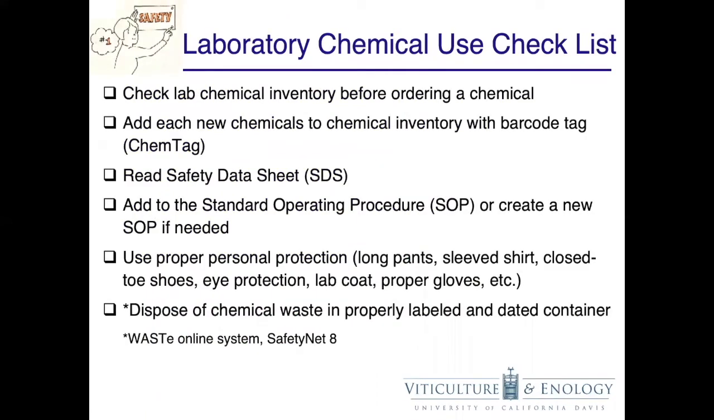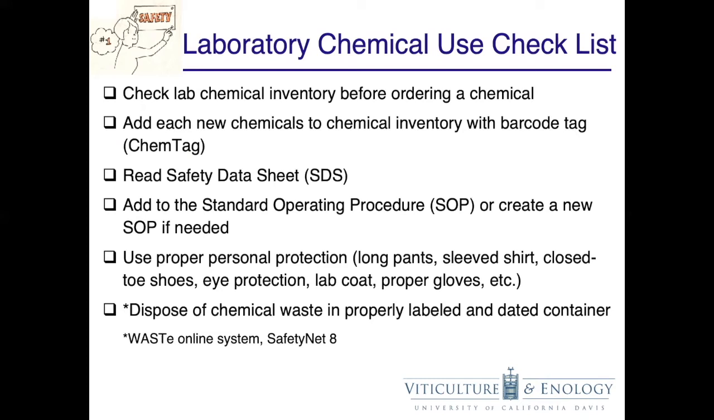So now we will discuss chemical use a bit more. Prior to buying any new chemicals, check your lab's inventory and make sure you don't already have it. Add each new chemical to the chemical inventory system and place a barcoded tag on the chemical. These are called chem tags. You have to enter the barcode manually into the chemical inventory system when you first enter the chemical.